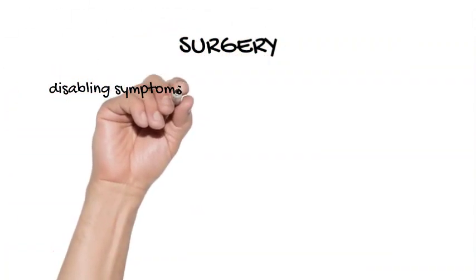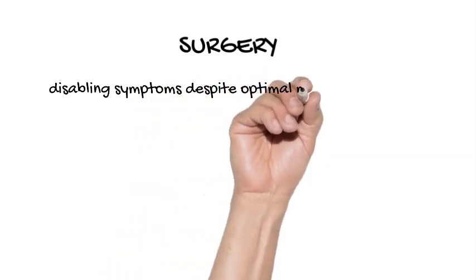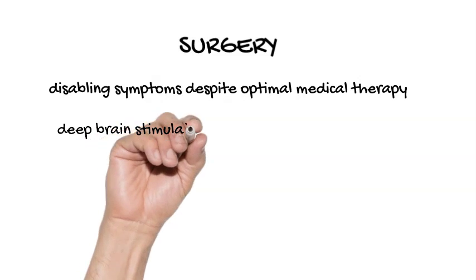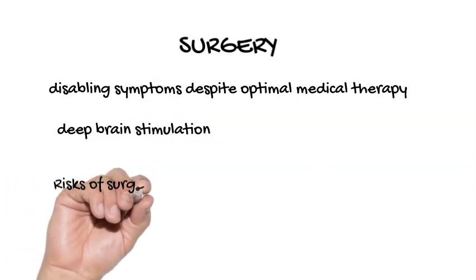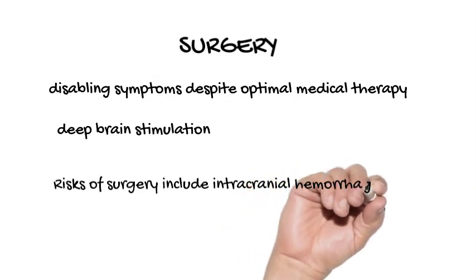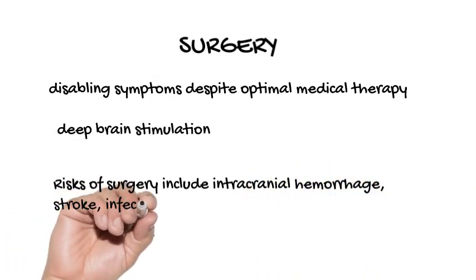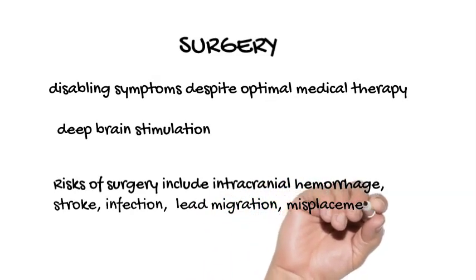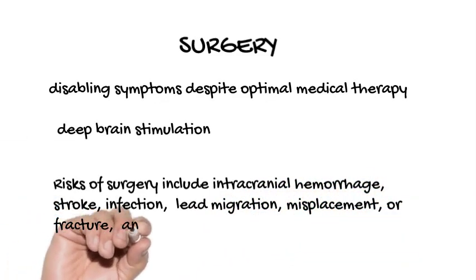Surgery. Most patients will develop disabling symptoms despite optimal medical therapy, and are candidates for deep brain stimulation, which targets either the subthalamic nucleus or the globus pallidus interna. Risks of surgery include intracranial hemorrhage, stroke, infection, lead migration, misplacement, or fracture, and death.